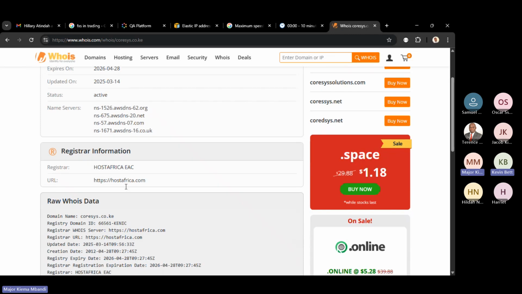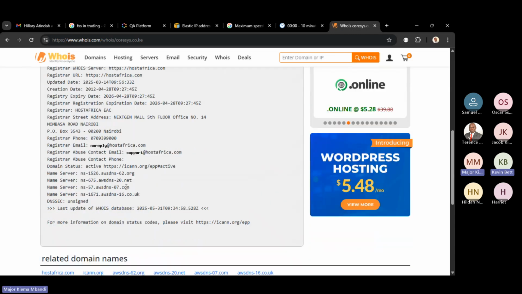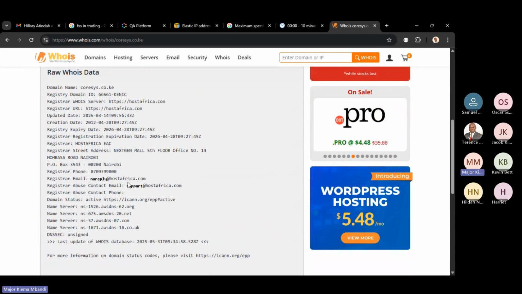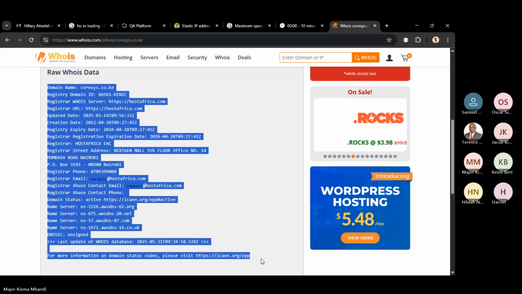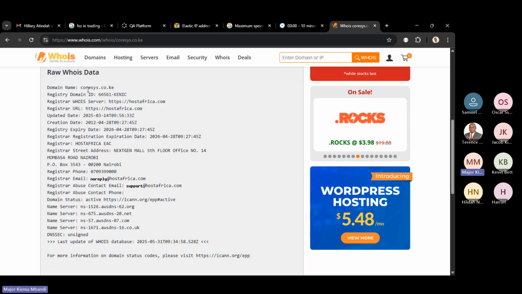So the TXT record will have information like this about the domain: the domain name, who the registrar is, who is managing it, the expiry date, and all that. That is the TXT record.